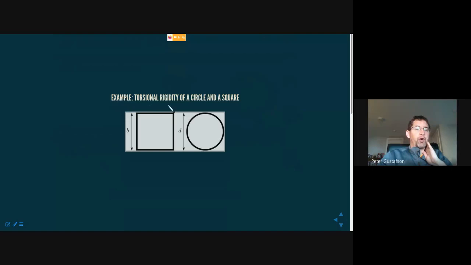Let's compute the torsional rigidity, so this is functionally GJ, of two different cross sections, one being a square and one being a circle. We can make the assumption in this case that they have the same thickness. So knowing what you now know, which one is going to have torsional rigidity that's higher?